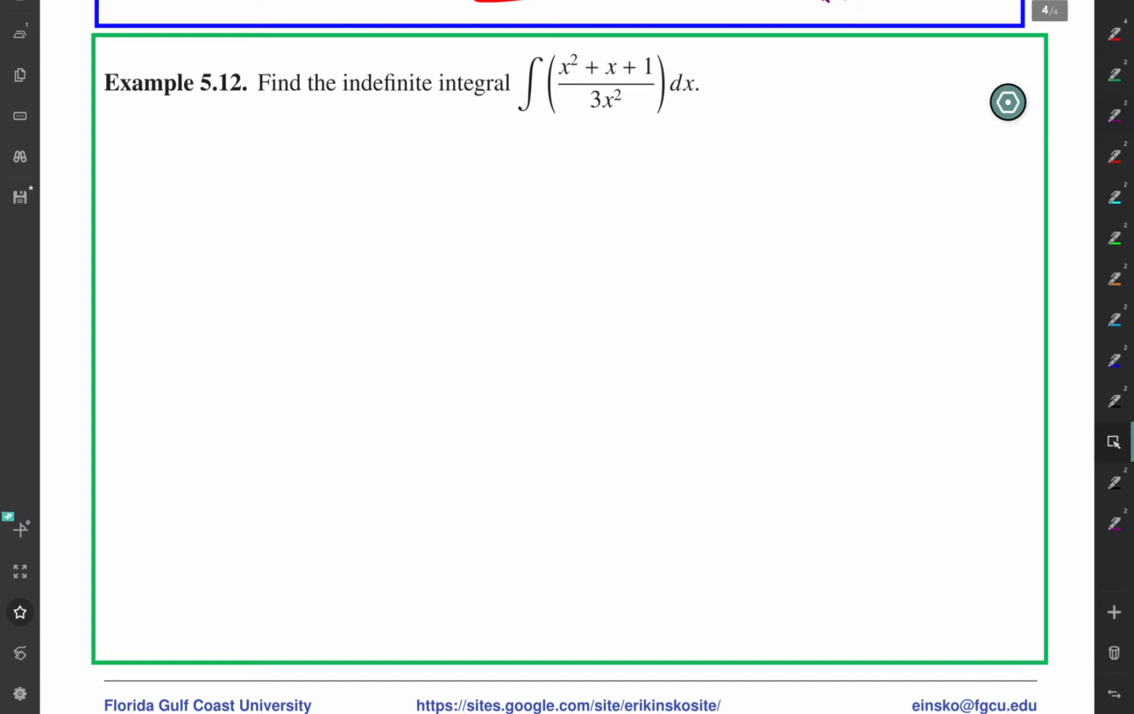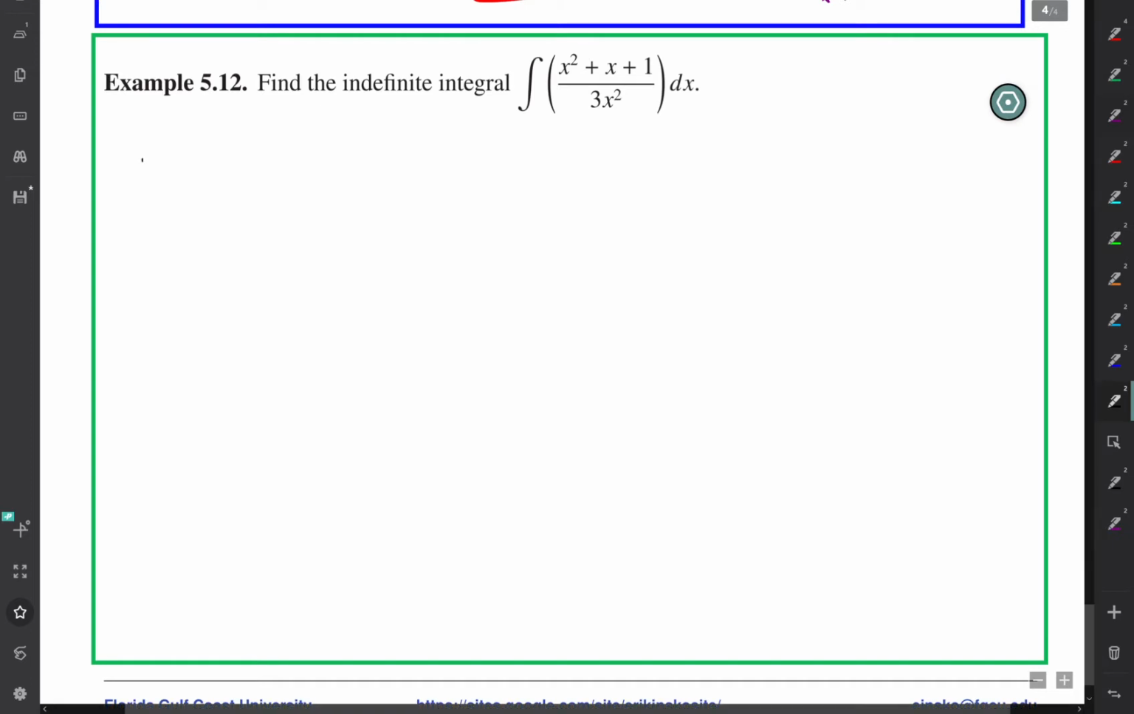All right, this last example of this section, example 5.12, is a little bit tricky because it requires us to do a little bit of algebra before we can actually take that integral. And so let me write this down again. We have the integral of (x squared plus x plus 1) all over 3x squared.